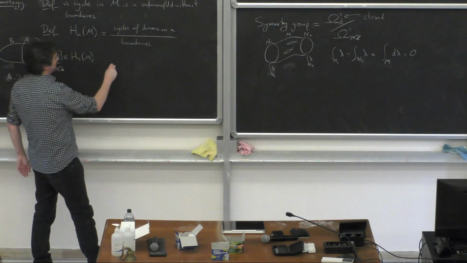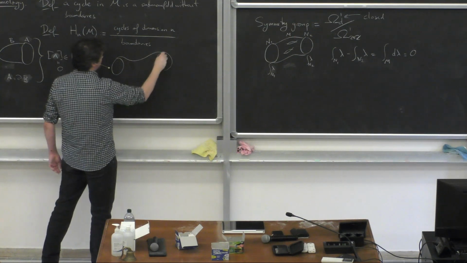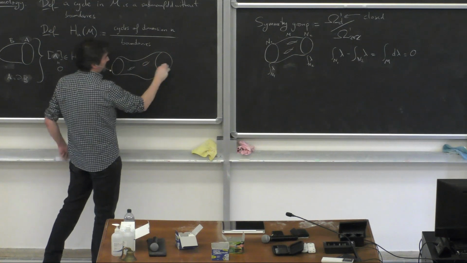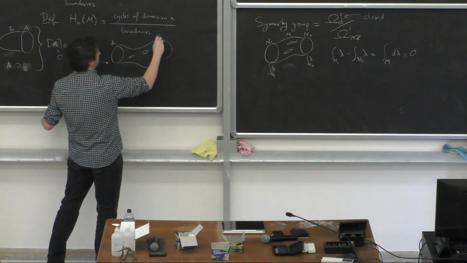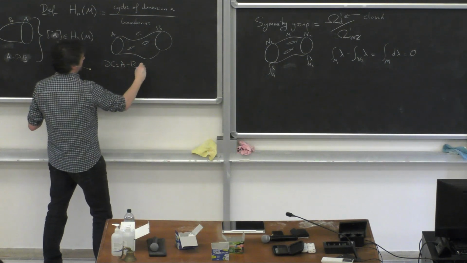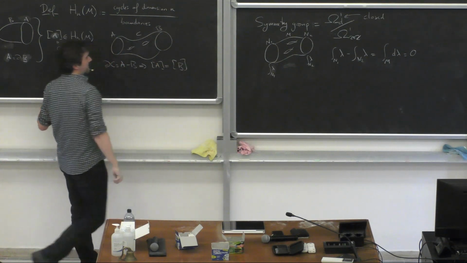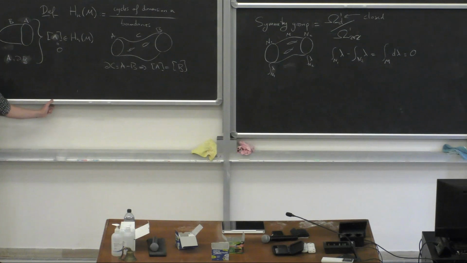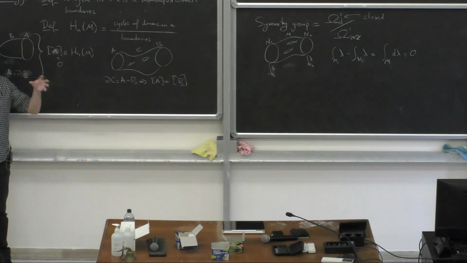Another consequence of this definition is that if you have two submanifolds related by a third, like in that picture, this is A, B, and this is C. If the boundary of C is A minus B, then the class of A is equal to the class of B. So if you like, this is a way of having some ambient space M, impose a huge set of relations between all the possible submanifolds I can construct in such a way that I end up with just a little bit of information.